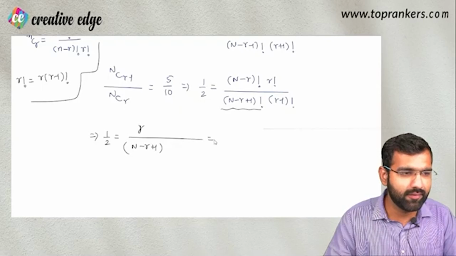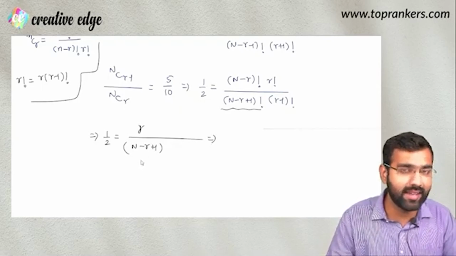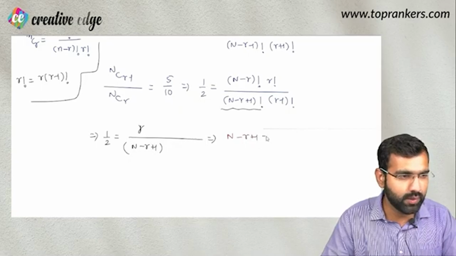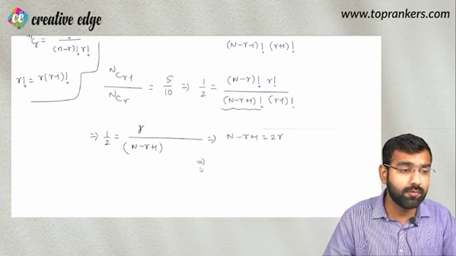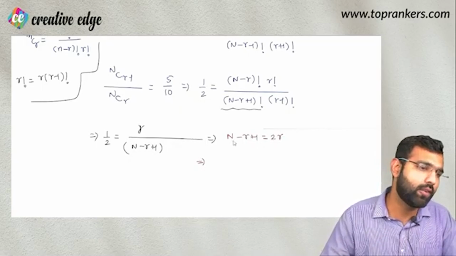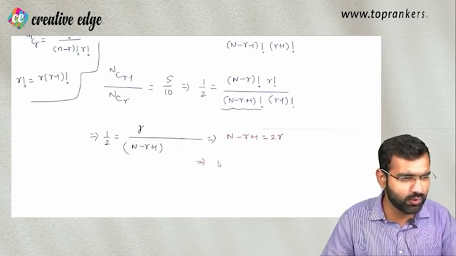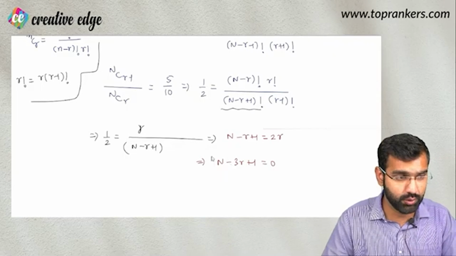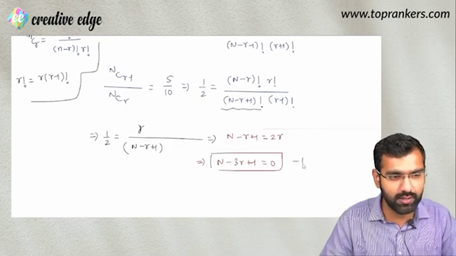I hope you can simplify this and create one equation in n and r. So when you simplify this, it is n minus r plus 1 is equal to 2r. And when you simplify this further, bringing 2r to either side, what you get is n minus 3r plus 1 is equal to 0. Well, that's the first equation we have gotten in n and r.